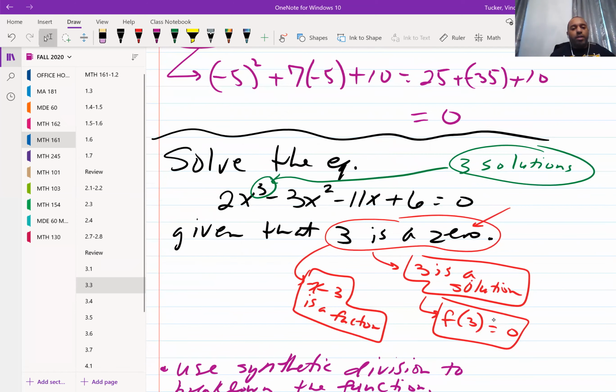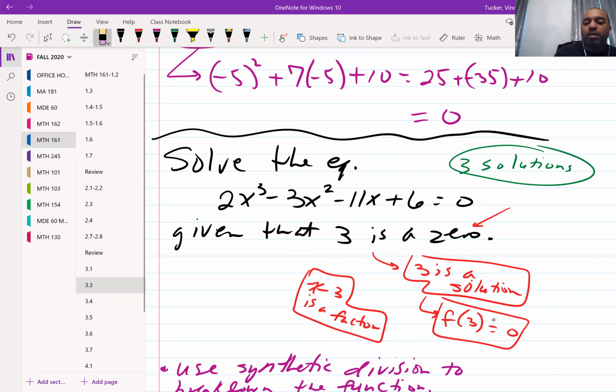All right. So let's look at this next one. It wants to solve the equation. We have 2x cubed minus 3x squared minus 11x plus 6. And so our highest exponent is 3. And we're going to get 3 solutions. And they give us one of our solutions, says given that 3 is a 0. So I'm going to erase some of this stuff and then I'll put it back. So we want to solve the equation 2x cubed minus 3x squared minus 11x plus 6 equal to 0, given that 3 is a 0.